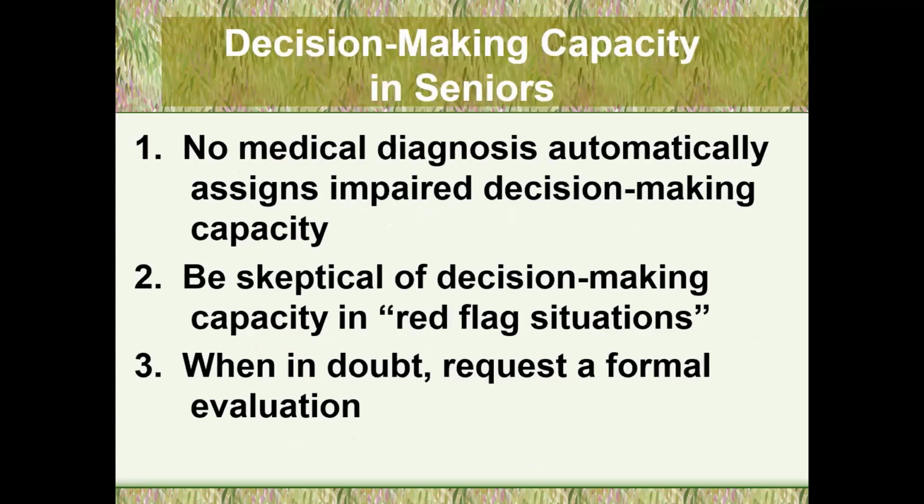No medical diagnosis automatically assigns impaired decision-making capacity, no matter what the patient has, even if they are said to have advanced Alzheimer's disease. Don't assume that they lack capacity. So you want to be skeptical of decision-making capacity in what I'm going to call red flag situations, and I'll show you those in a moment. But anytime you have a question, particularly the attorneys or social workers in the group, and you're wondering, does this person understand what they're doing? Do they have the capacity to make this important decision? Anytime you have doubt, request a formal evaluation.